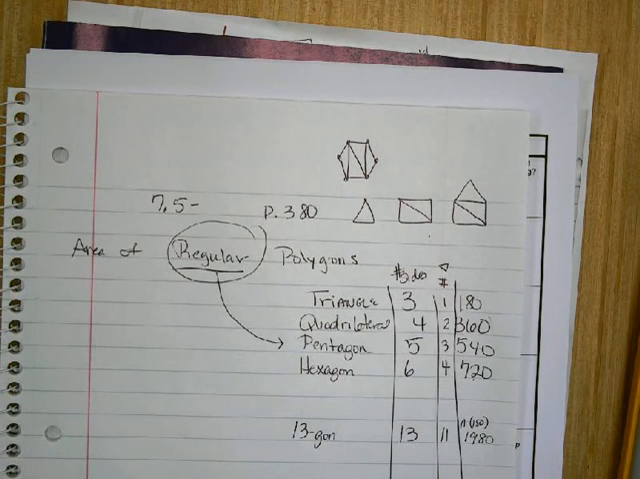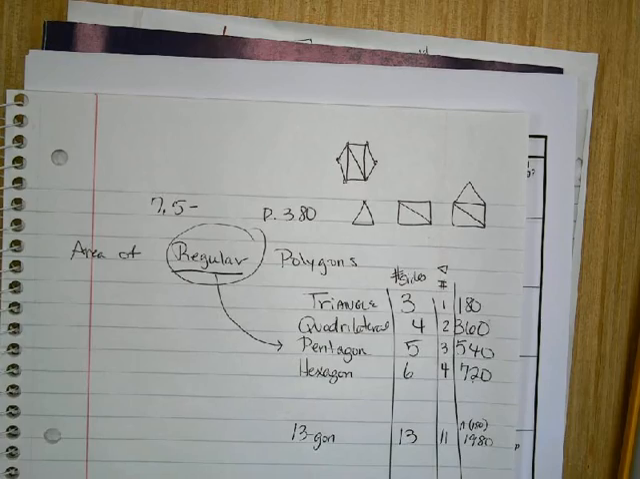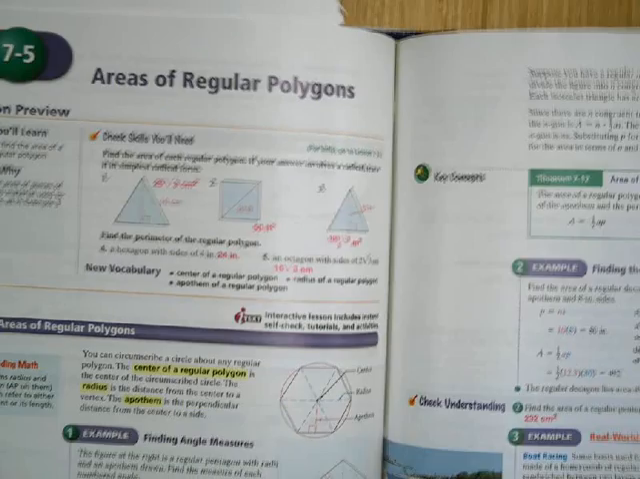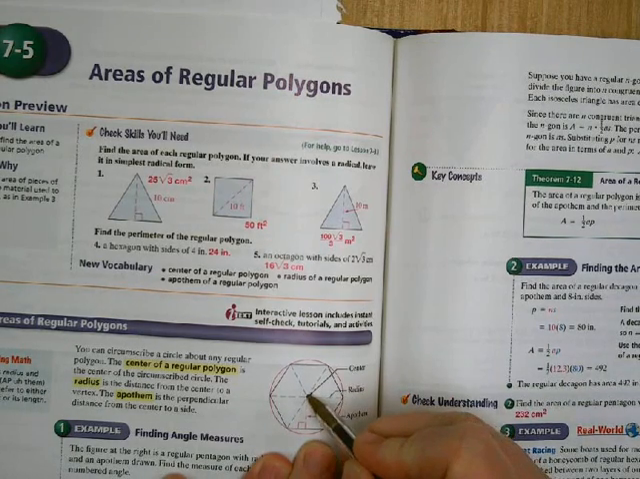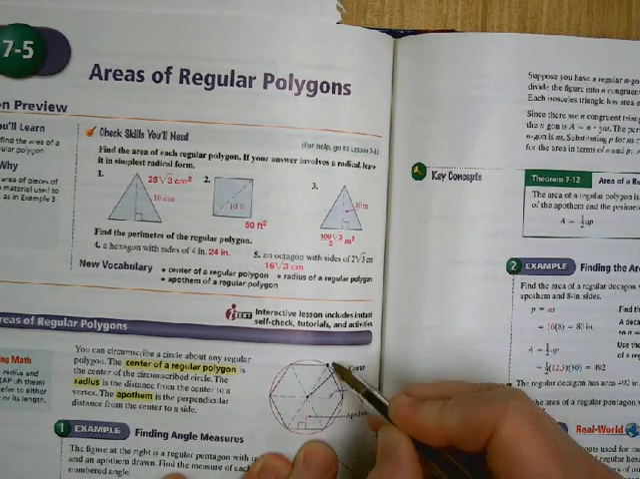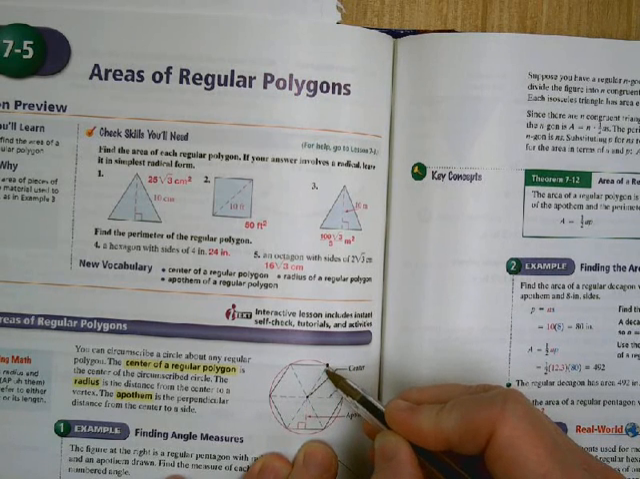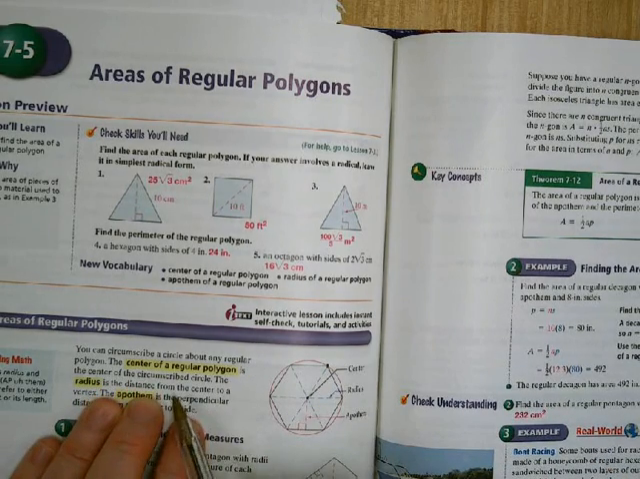Well, what we're going to be doing today is finding the area of these things. Page 380 says you can circumscribe a circle about any regular polygon. That means you can draw a circle around it. Look in your book. They have drawn a circle around this hexagon. From the center of the circle to the vertex is the radius of the circle. You see that? You following with me? The radius is the distance from the center to the vertex.